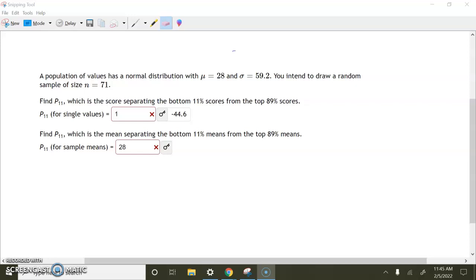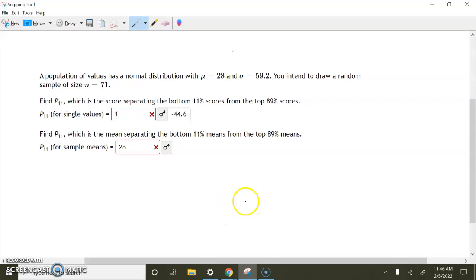Here's a question where we're looking for a percentile situation. We have this population, normally distributed. Let me switch to a pen here. We have a mean of 28, standard deviation of 59.2. Our sample size is given as n equal to 71.